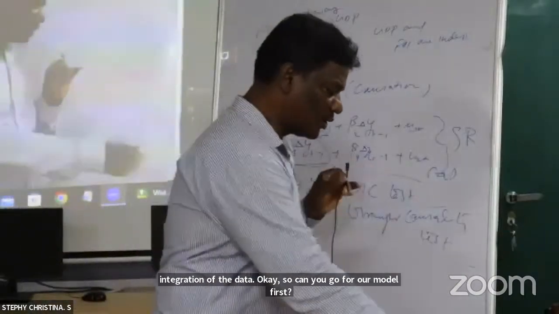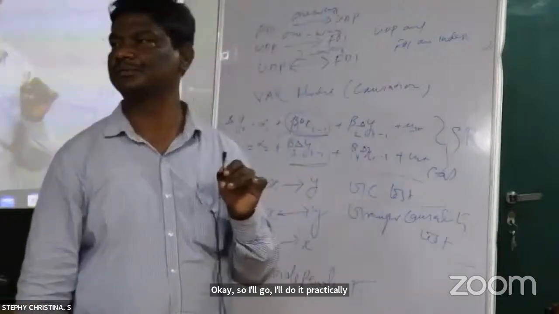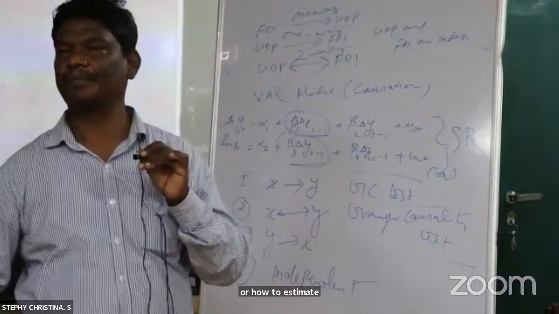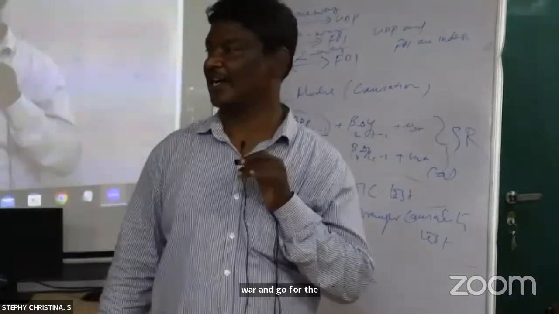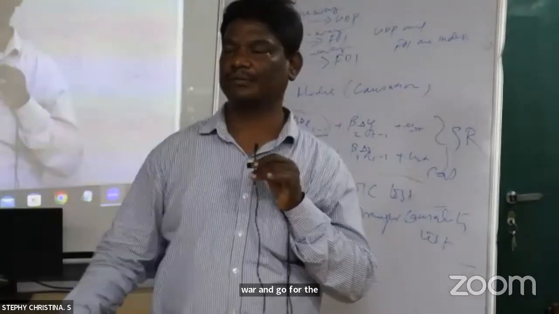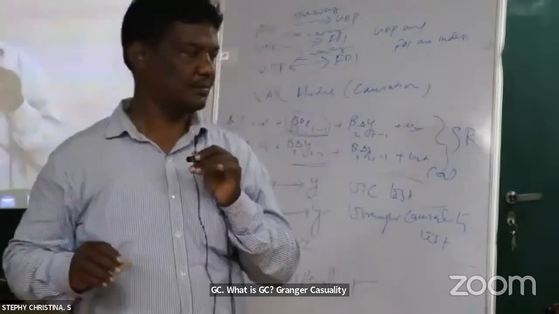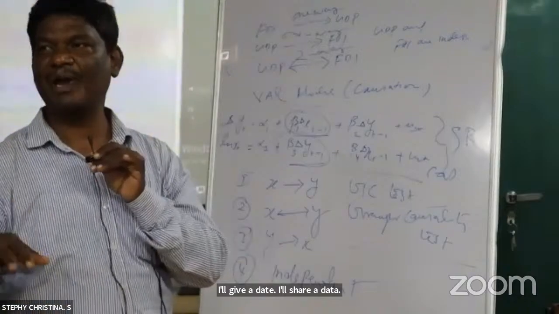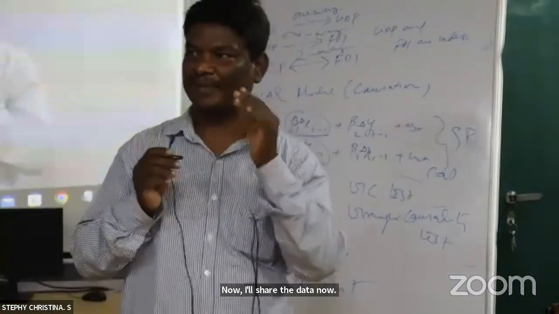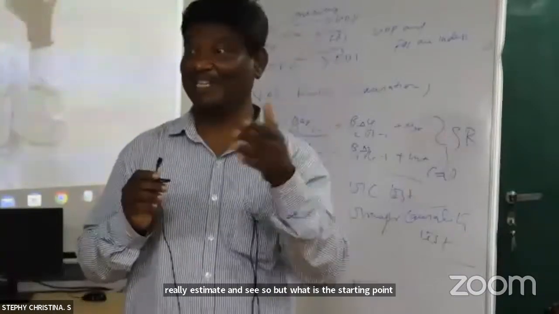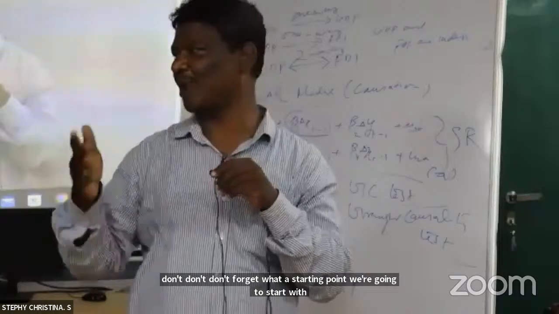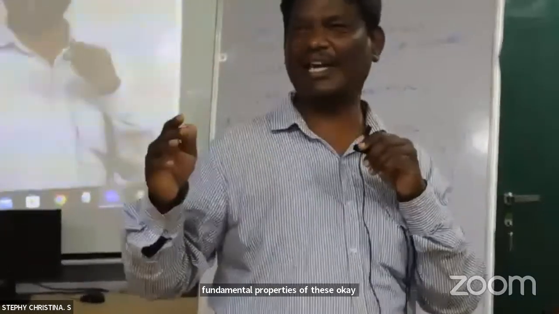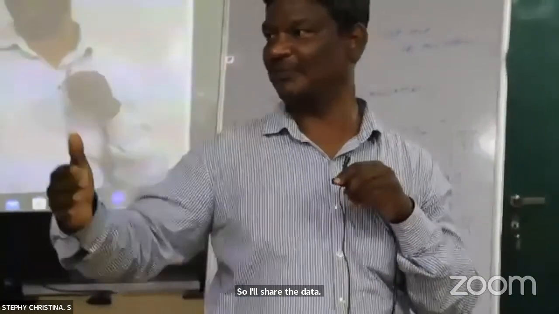I'll do it practically. So how to estimate VAR, and go for the GC. What is GC? Granger causality. I'll share the data now, and we'll estimate and see. But what is the starting point? Don't forget, we'll start with the stationarity test. That's a basic property, a fundamental property of time series analysis. Okay, fine. I will share the data. Just conduct ADF and let me know the result. I'll go with the flow.